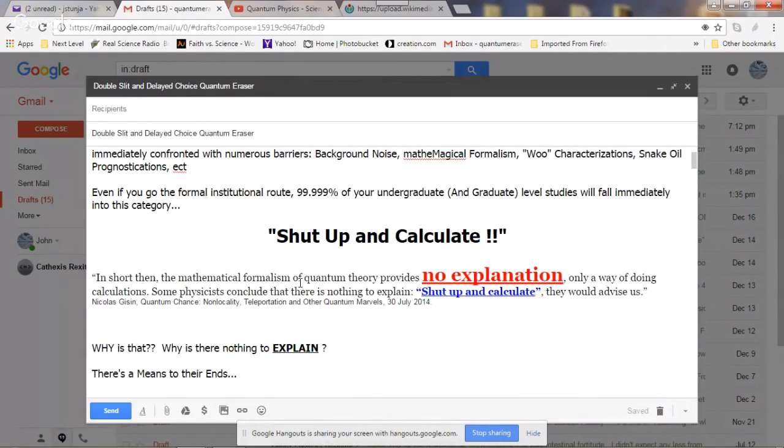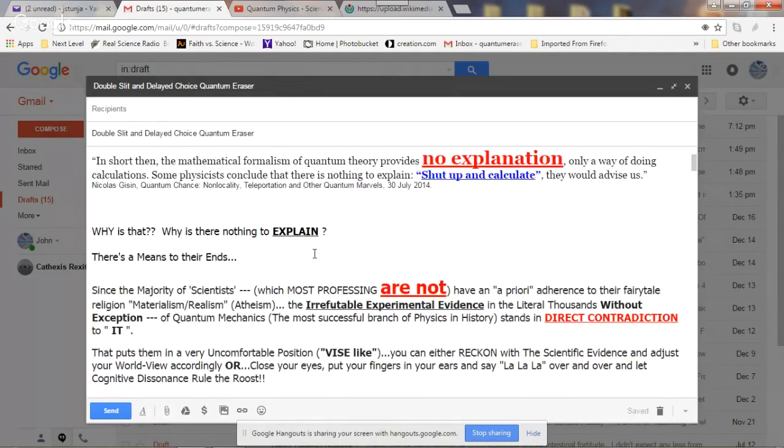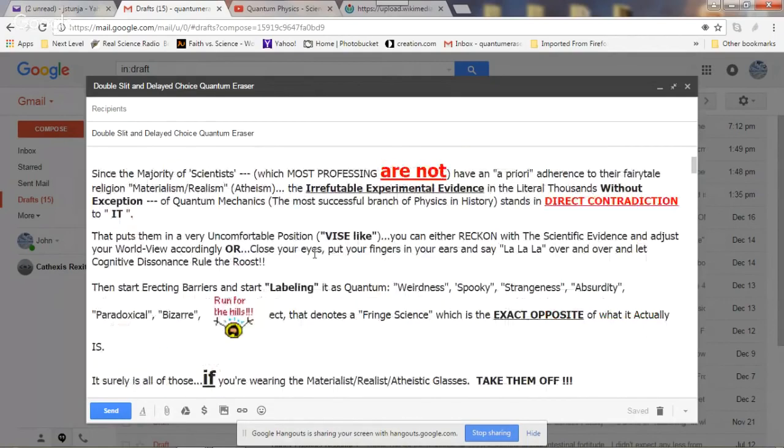Wait a second. This is physics. We need explanations, not descriptions. Any idiot can describe something. It takes a different category and a little bit more acumen to explain something. And like I said, why is that? Why is there nothing to explain? Well, there's a means to their ends.